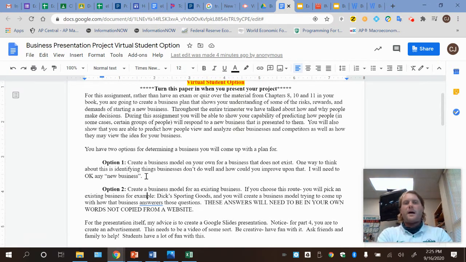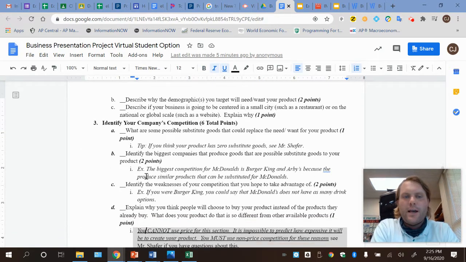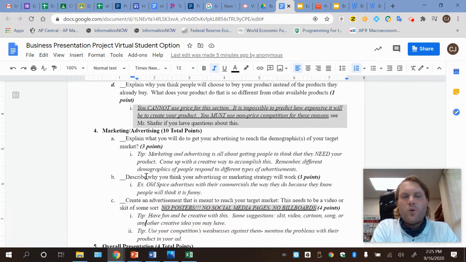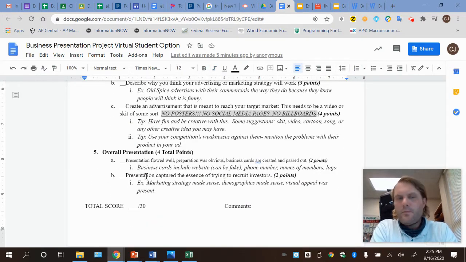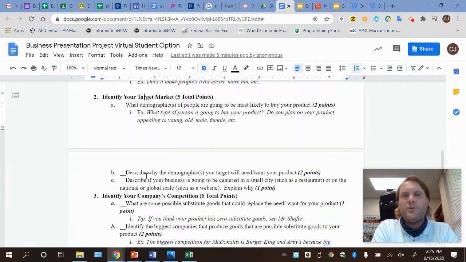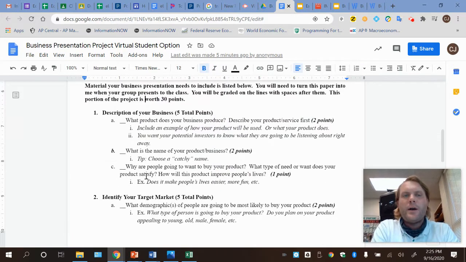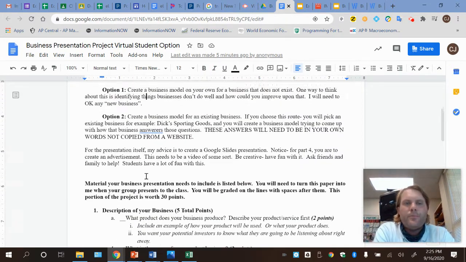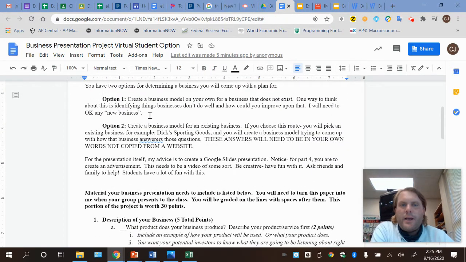Your first option is to create a business model, which if you scroll down, you can see everything you need to create within the assignment. Different things that you need to include. We'll go over that shortly. So the first option is to create basically a business of your own. You can create basically whatever you want.